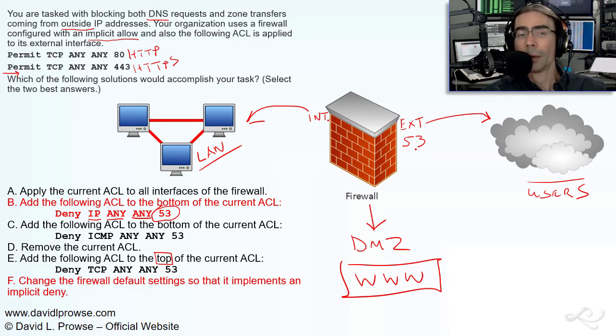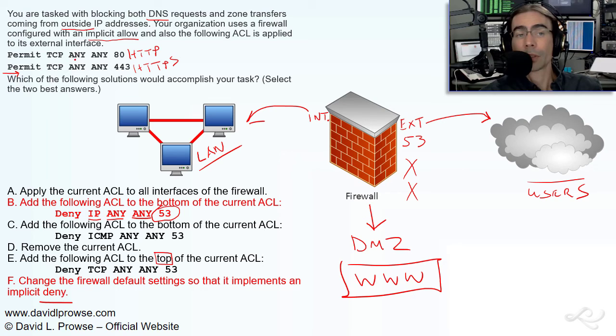But really, we have an implicit allow, and we have a permission for HTTP and HTTPS, which, if we have an implicit allow, then the permission isn't really necessary. And so F becomes a very good answer. Change the firewall default settings so that it implements an implicit deny, so that everything's denied by default, so nobody can get through to anything except for what you allow. And once we do that, it's a regular firewall. And most firewalls are configured in such a way where they are implicitly denying all traffic. So that's the best way to do that, to be honest with you.